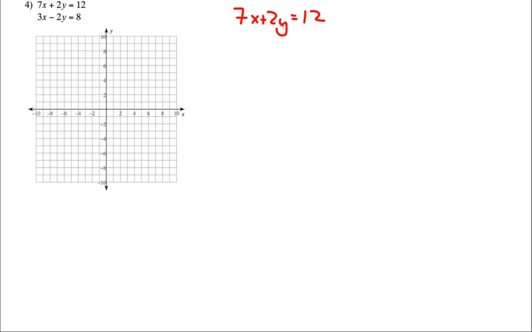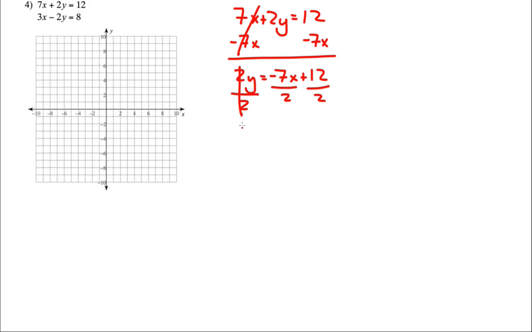So for that one, if I want to isolate my y, if I subtract 7x from both sides, that cancels, so I'm left with just 2y on the left side and negative 7x plus 12 on the right side. And now I don't want 2y, I want just y, so if I divide by 2, those are going to cancel, but if I do that to this term, I have to do it to that term as well, and this one. So on the left side, I'm just going to have the y, because the 2's cancel, and on the right side, a negative over a positive is a negative, negative 7 halves x, and a positive over a positive is a positive, 12 over 2 is 6.